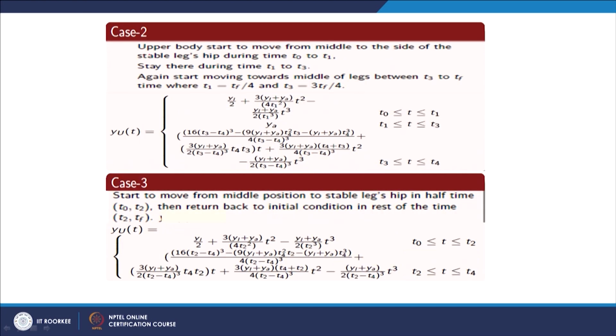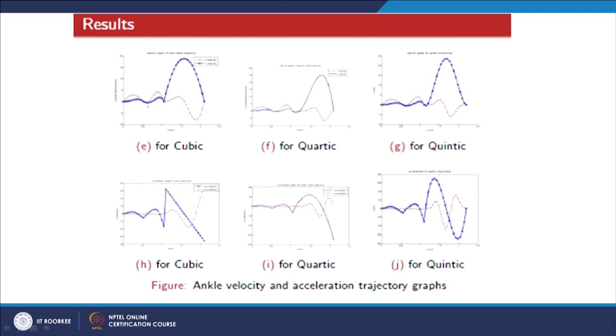And similarly, case 2 is described in this case and case 3 is described exactly similar to the flat foot model, except that the way of motion of the upper body may be slightly changed. So, in all the 3 cases we plot the ZMP for various types of trajectories, because the trajectory of the ankle is also different for various cases.